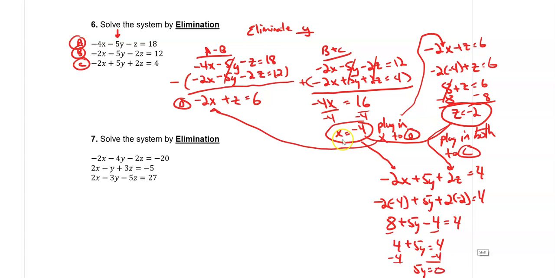So what's y then? So 5y equals 0, divide both sides by 5, but you know what it is already. 0 divided by anything is 0, so y is equal to 0. All right, so my final answer here is x is negative 4, y is 0, and z is negative 2.